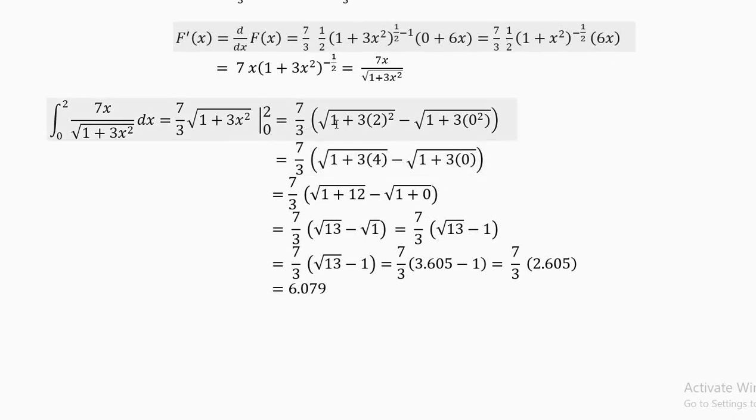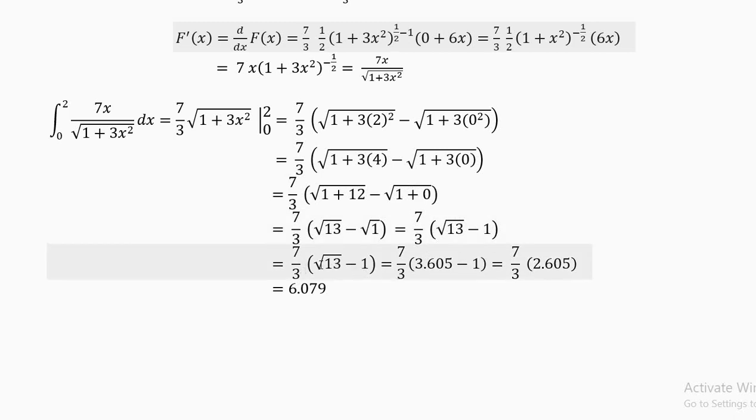7 by 3 is outside. Now first time you put 2. 3 into 2 square. 2 square is 4. 3 into 4 is 12. 1 plus 12 is 13. Square root of 13, you note down. Now 3 into 0 square is 3 into 0. 1 plus 0 is 1, square root of 1 is 1. So square root of 13 minus square root of 1 inside the bracket. You have square root of 13 minus 1, 7 by 3 is outside.